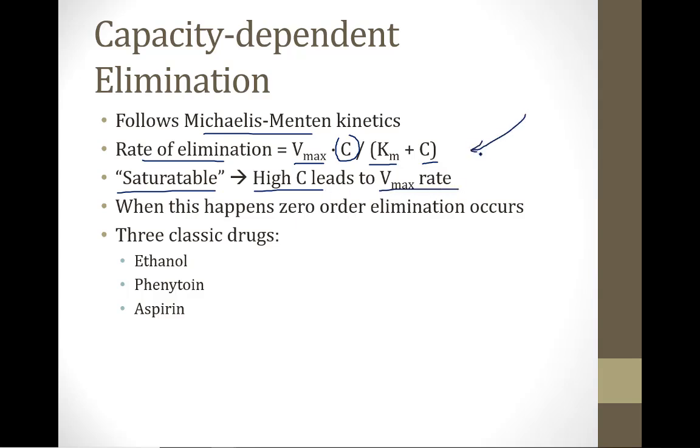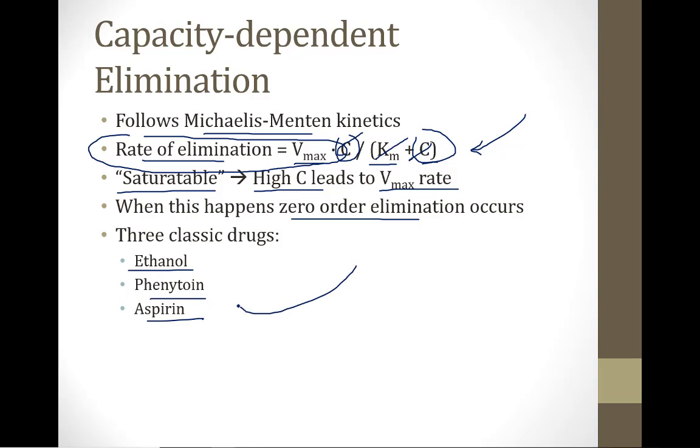If you look at this equation, if C is much, much higher than Km, then Km doesn't become important anymore. And then the two C's cancel each other out. And this equation will say that the rate of elimination is equal to Vmax. This means that these drugs will be eliminated at a constant rate, which, as we talked about earlier, means they will follow zero order elimination kinetics. And once again, the three classic drugs that do this are ethanol, phenytoin, and aspirin. At high concentrations of these drugs, which is usually what they have in the body, they will have a constant rate of elimination equal to the Vmax by the Michaelis-Menten equation, and this means they will display zero order elimination.